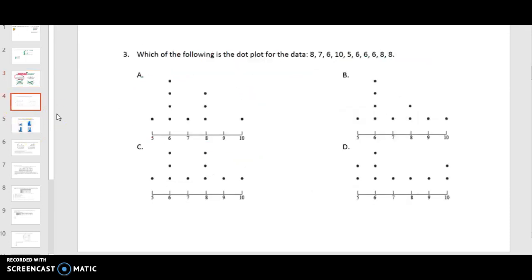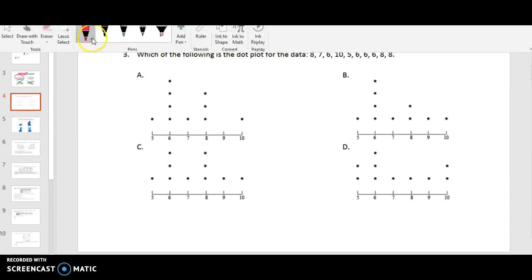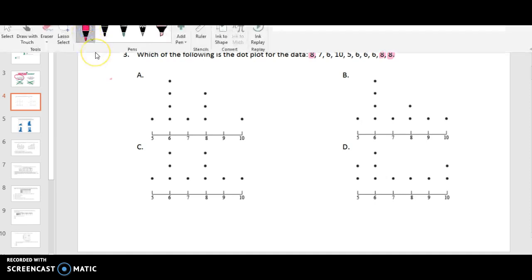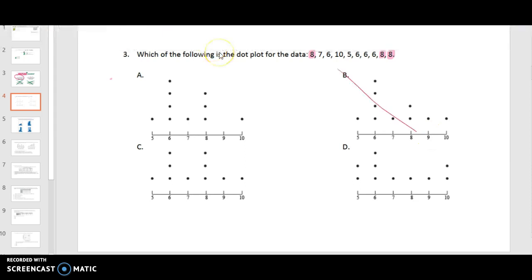Okay, so which of the following dot plots is for this data? What I'm going to do is I am like a highlighter person. For 8, I should have 1, 2, 3 8s in here. That means there should be 3 dots above the number 8. A has 3 dots, so it could be A. B only has 2 dots, so I know I can eliminate B. C has 3 dots and D only has 1, so I can go ahead and eliminate D.